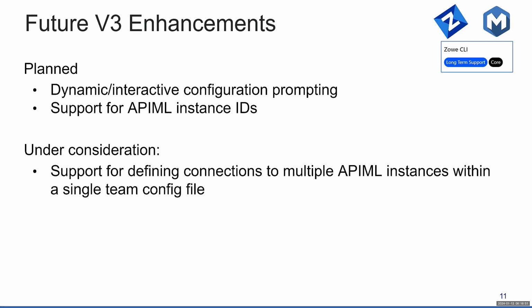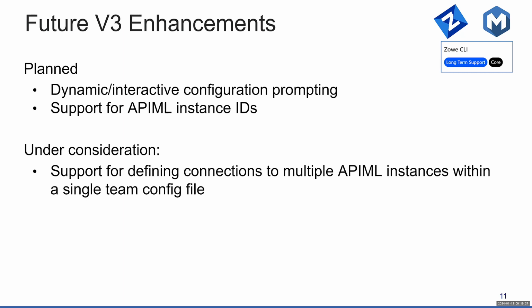Secondly, we're planning to implement support for API-ML instance IDs. And instance IDs can be used to target a specific instance of a service through the API-ML. For example, if you're interacting with an API-ML that accesses multiple z/OSMF instances on different LPARs, you could use the instance ID to target a z/OSMF instance on a specific LPAR for accessing the JES queue, for example.